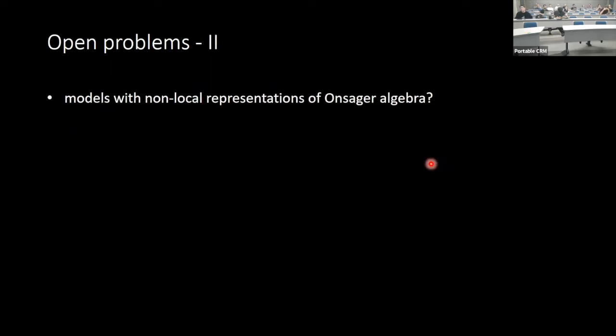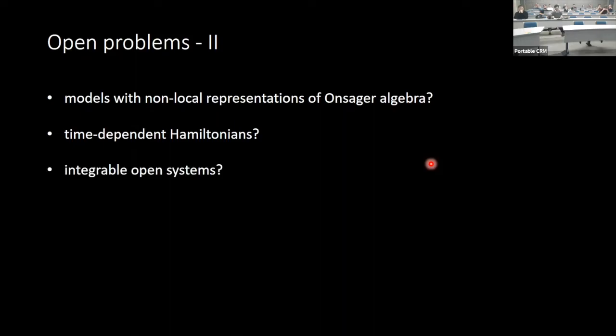Other open problems include, in principle, one can hope to find non-local presentations of the Onsager algebra, quasi-local, not just nearest neighbor. One can try to tackle time-dependent Hamiltonians, and one can try to tackle open systems in this way.